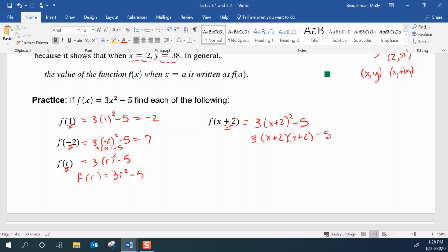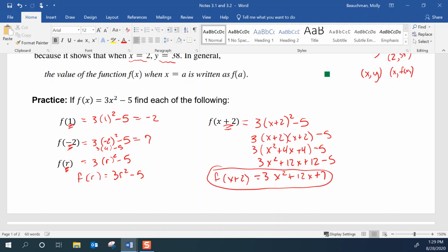X plus 2 squared means x plus 2 times x plus 2. We have to multiply, but we don't have to. You can multiply these any order. But you can't multiply the 3 in the x plus 2 before you square it. Okay, so we get x times x is x squared. Outer plus inner is 4x plus 4. Distribute the 3. Add like terms. Then our function of x plus 2 evaluated at x plus 2 creates another expression.